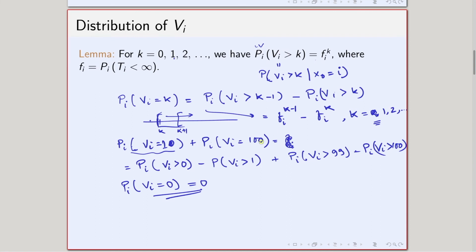So, my main takeaway, my main point here, is that if I know this probability, I can calculate all kinds of conditional probabilities regarding V_i when X_0 is i. Okay, so now we will go for the proof.